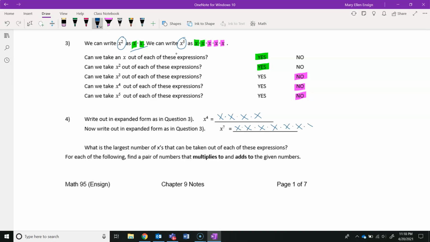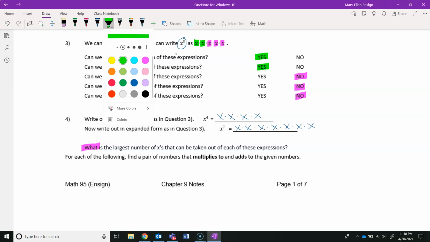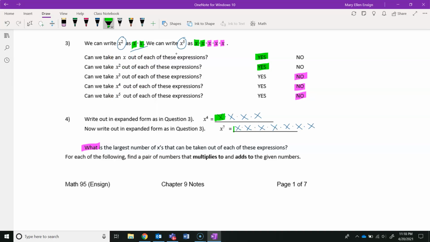7 x's multiplied together. So if I want to now look at this question right here, what is the largest number of x's that can be taken out of each expression? Well, I can take an x out, I can take a second x out, I can take a third x out, and I can take a fourth x out. And then I'm done. I kind of run out of things, right? Because I can't take a fifth x out of the top one because I've run out of x's.